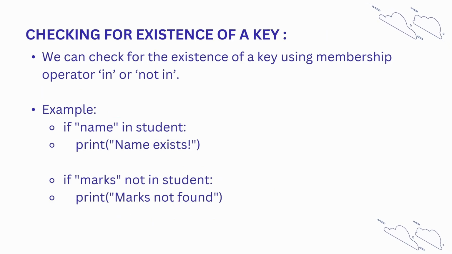Next is checking for existence in a dictionary. We can check for the existence of a key using the membership operators in and not in. So here we say if name in student, print name exist. Since the name key was present in student, we are printing name exist. If marks not in student, we say marks not found. So here we check whether the marks key is present or not present. If it is not present, we'll say marks not found.